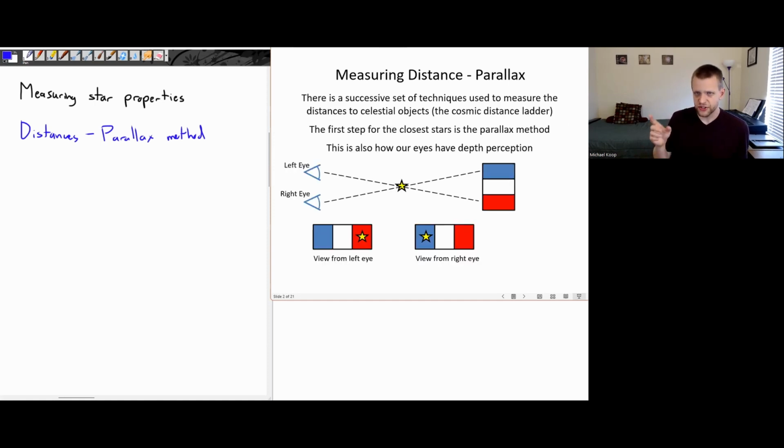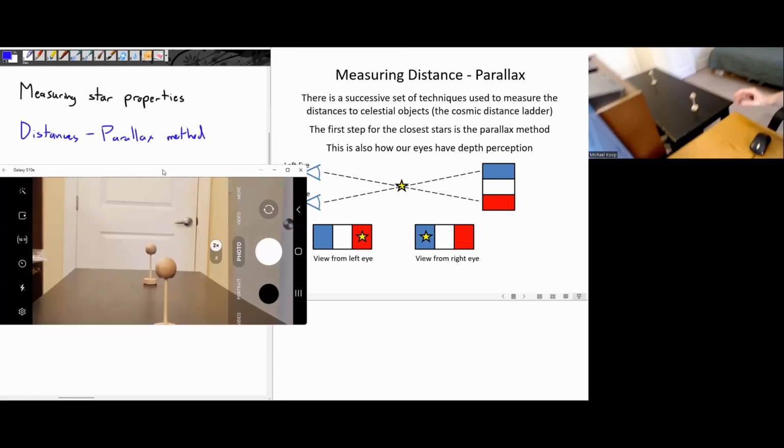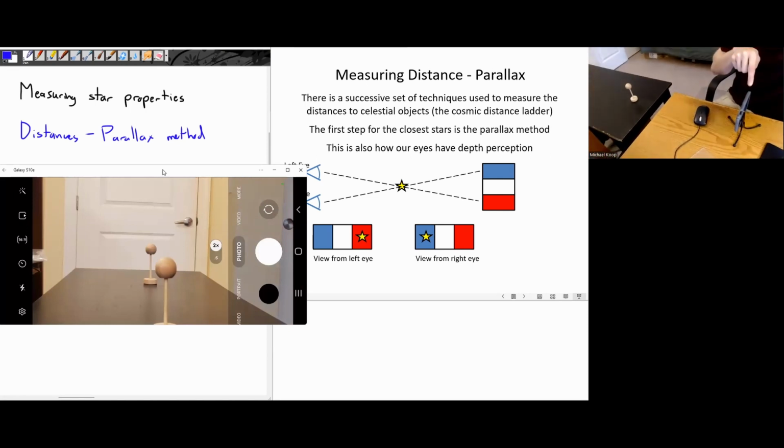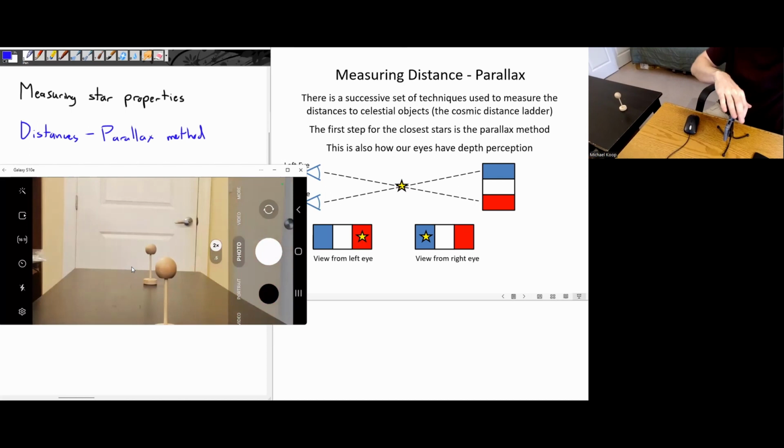Well, basically, the further away your arm is, the smaller the shift it seems to make compared to that background. So I'm actually going to try to simulate this with my camera. Okay, so what I've done is set up a couple of objects on this table over here, and I've got my camera here, and you can see my view from the camera.